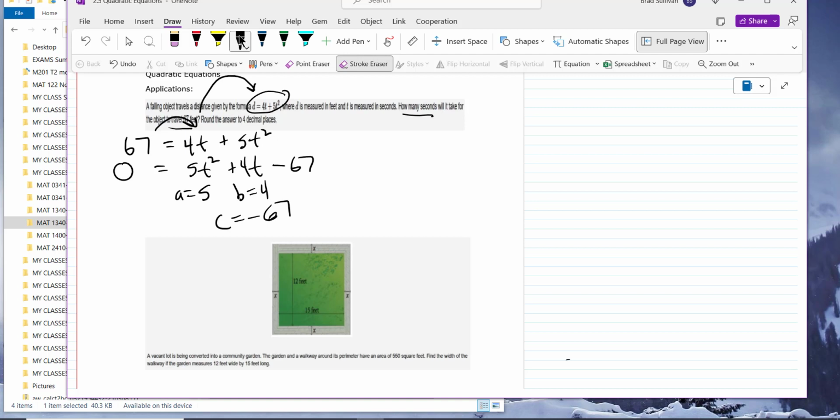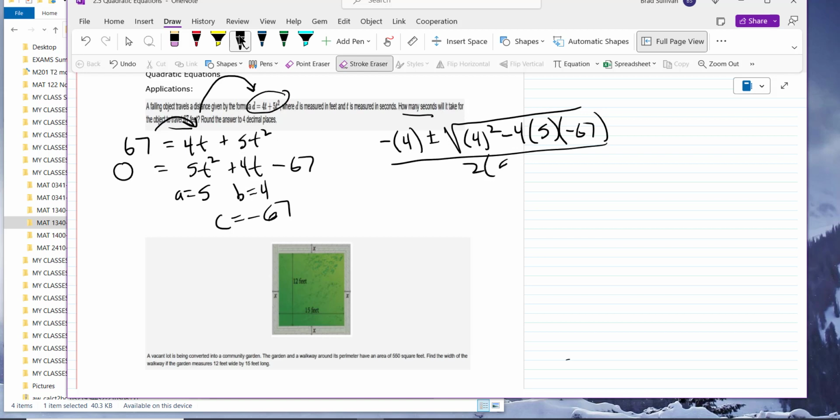So we plug in, and we will have negative b plus or minus the square root of b squared, so that would be 4 squared, minus 4ac, so a is 5, c is negative 67, and then that's all over 2a like that. So this is the same kind of thing that you just got through doing and did a good job at. Okay, now work it out.